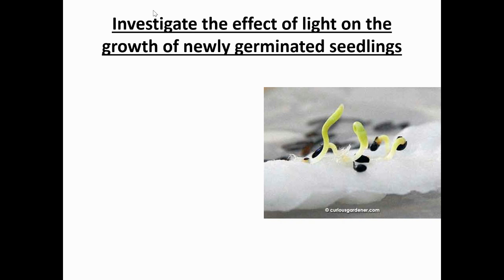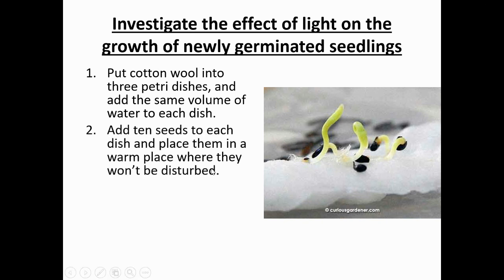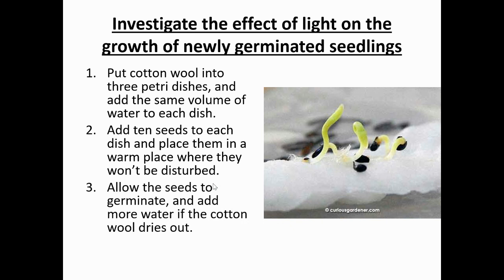Quick recap on what the investigation is. I'll just go through the method now. You put cotton wool onto 3 petri dishes and add the same volume of water to each dish. Add 10 seeds to each dish and place them in a warm place where they won't be disturbed. This will allow them to germinate. Add more water if the cotton wool dries out. Okay, so you've now got 3 trays of germinated seedlings.